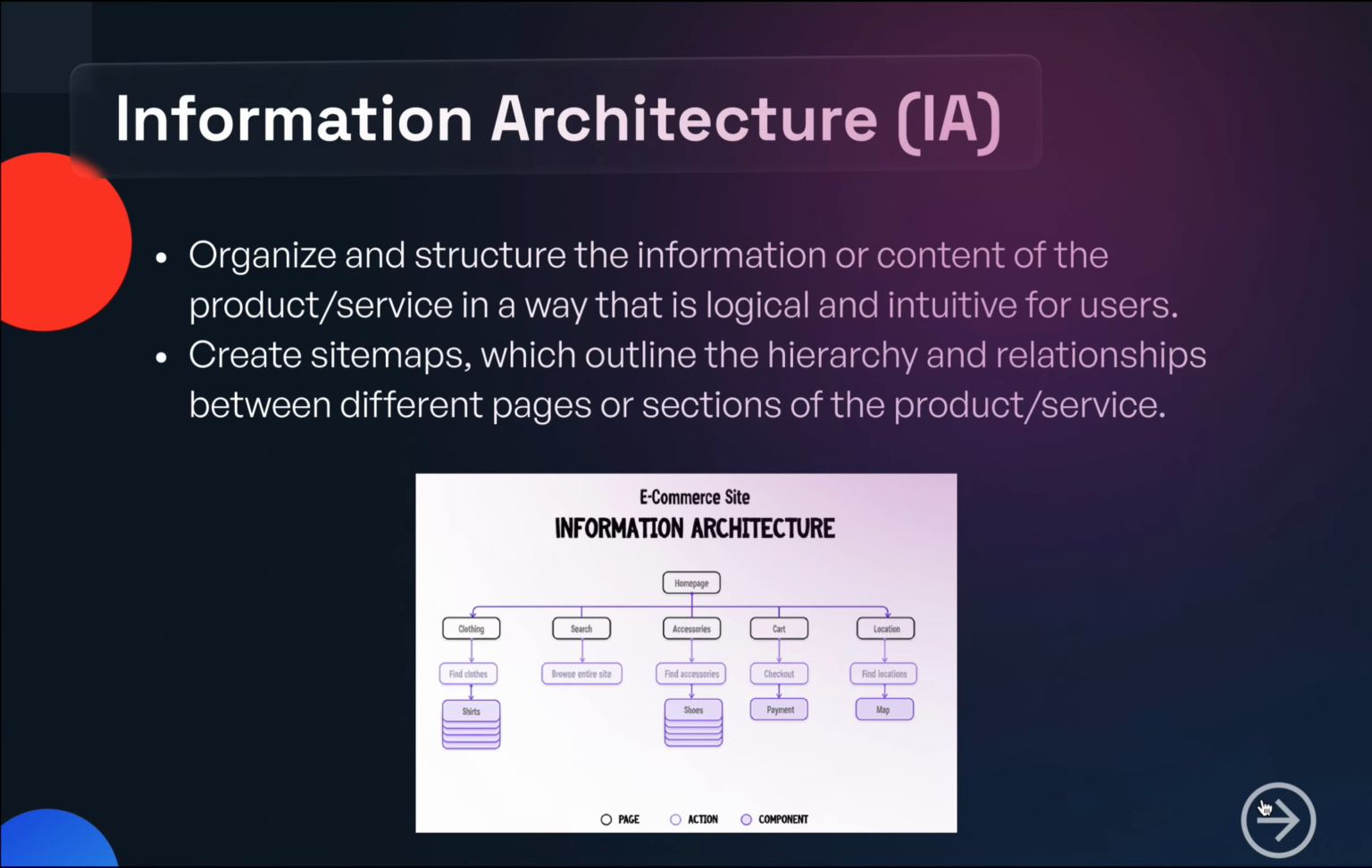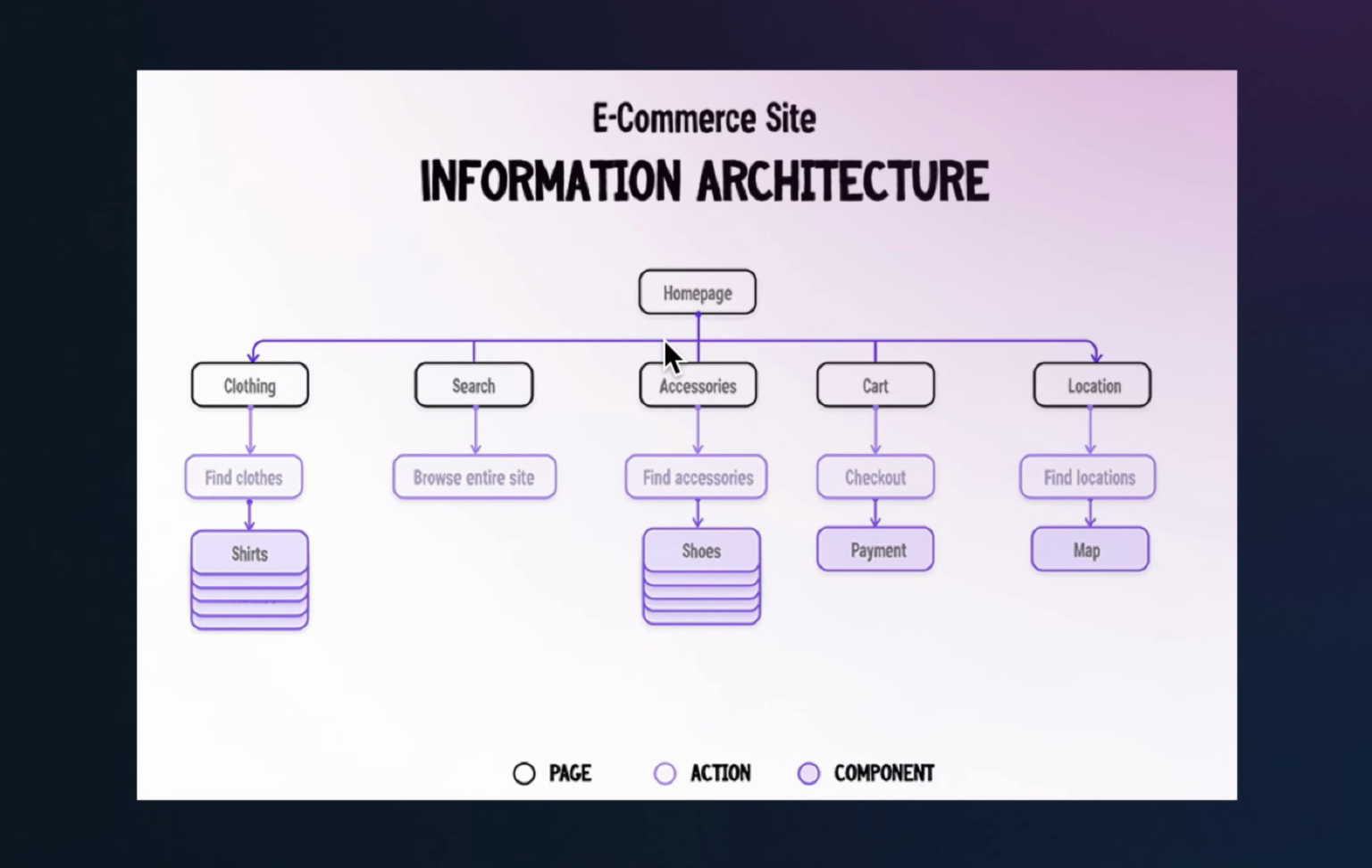It has to be in a logical and reasonable way for users to be able to understand their way around it. I did a little bit of explanation here. And for example, you move from your home page, you can go to clothing, search, accessories, cart, and location. So what this means is, from home page, people should be able to figure out their way around your website or your app or whatever you're designing without having issues.